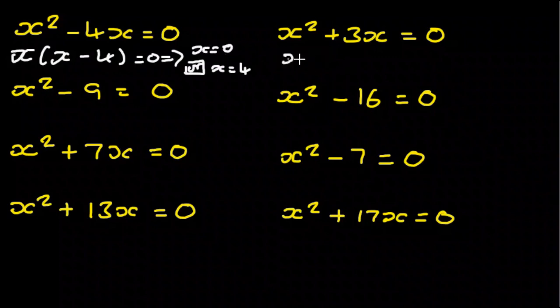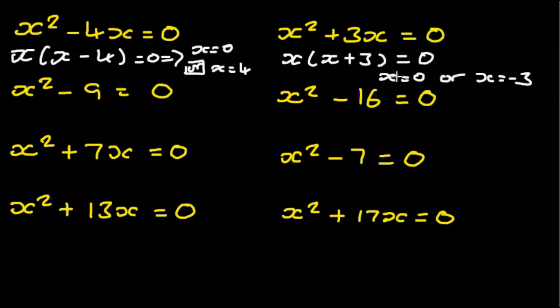Here again we factor out x and then we get x plus 3 equals 0, so we get x equals 0 or x equals negative 3. So you just have to think about what makes this bracket 0. Here we don't have an x term, there's nothing we can factor out. There's two ways we could do this.